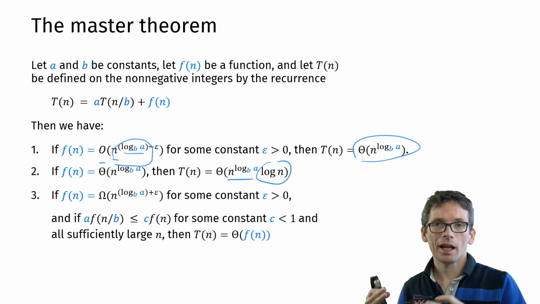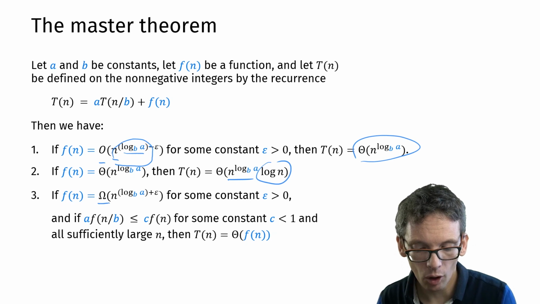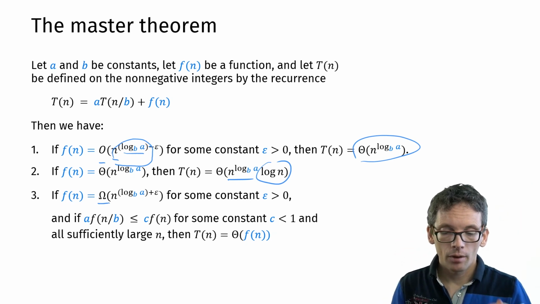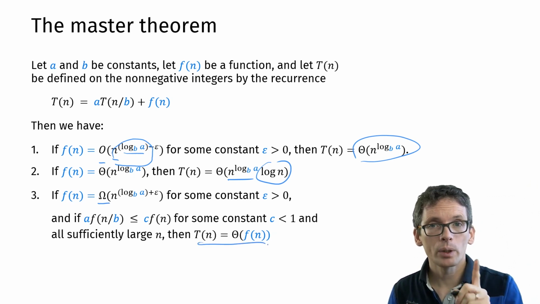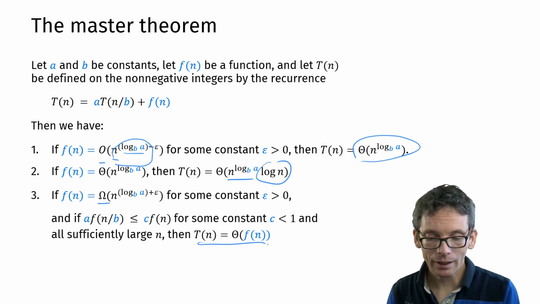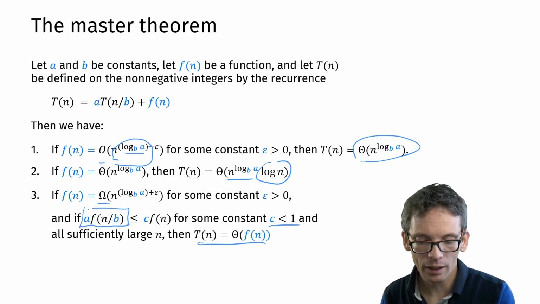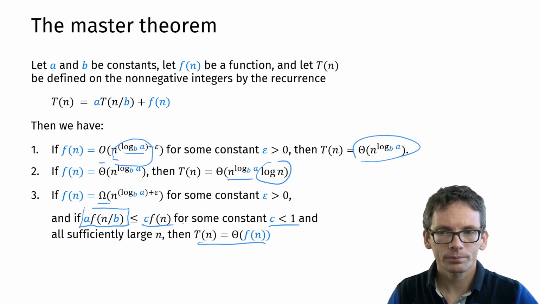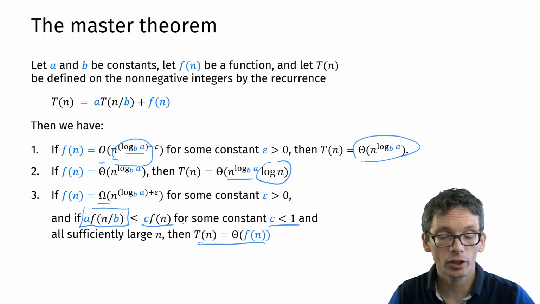Finally, if f(n) grows faster, or what we actually need is that it's an omega of n to the log a base b plus an epsilon in that exponent, then the running time is in theta of f(n), but we need this extra condition which we call the regularity condition, and that is that there is a constant c such that a times f(n/b) can be bounded by c times f(n). So this is the master theorem. In a moment we're going to see it in action.